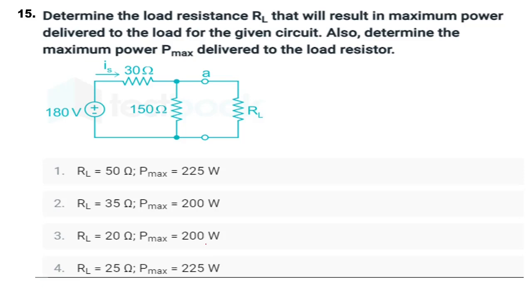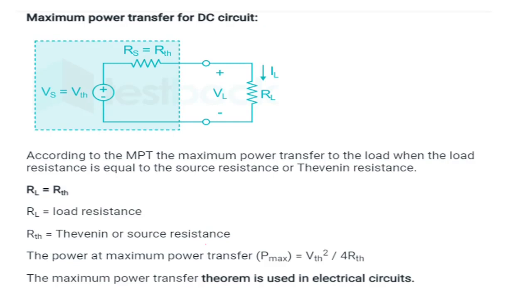So let's consider this circuit. If you consider the maximum power transfer circuit, it will be looking like this. We will be having a Thevenin's voltage, which will be our source voltage. We will be having a Thevenin's resistance, which will be our source resistance, and which will be connected to the load resistance. When load resistance is equal to the Thevenin's resistance, only then maximum power transfer takes place, and the power at maximum power transfer is given with the formula Thevenin voltage square upon 4 into Thevenin's resistance. This is the maximum power transfer used in electrical circuits.